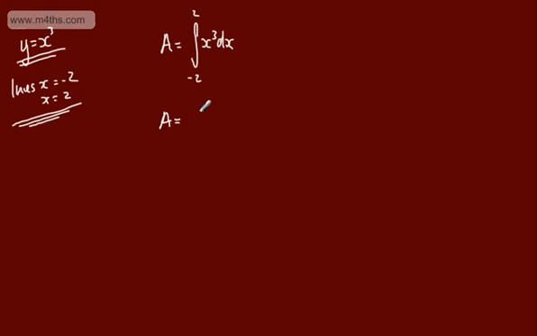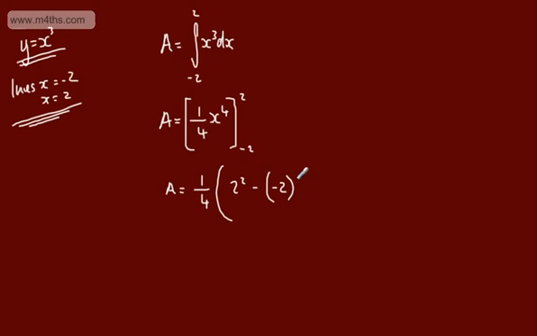So area is going to be 1/4, we raise by a power, divide by the new power, 1/4 x to the 4th. Now I'm interested in this between -2 and +2. So let's do this right now. I'm going to take the 1/4 out, that is a constant, 2 to the power of 4 minus -2 to the power of 4. So all we're doing is subtracting one area from the other. So what we've got then is 1/4, and that's going to be 16 minus 16. And that tells me that my area is going to be 0.